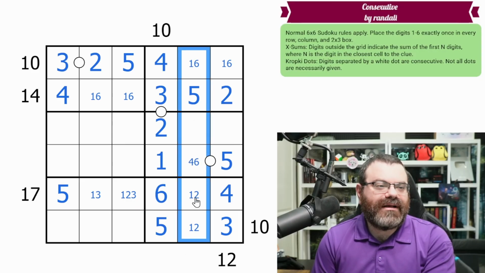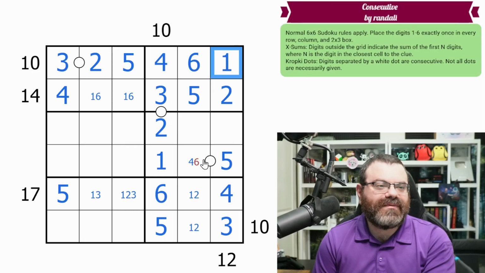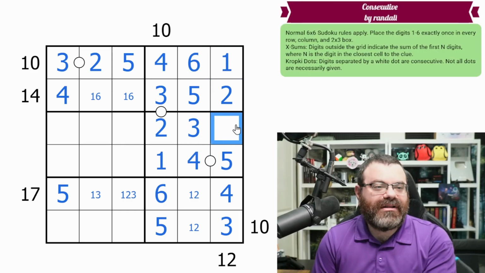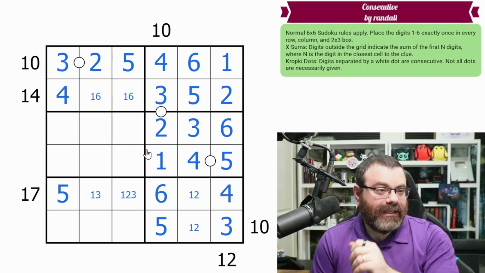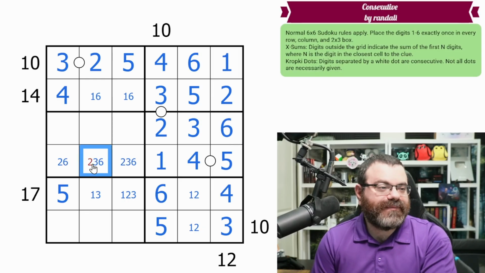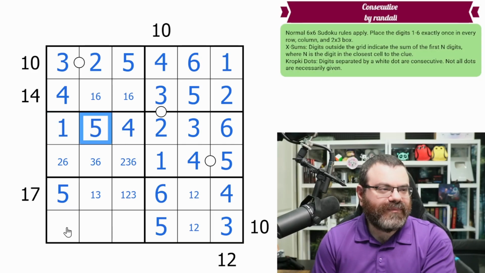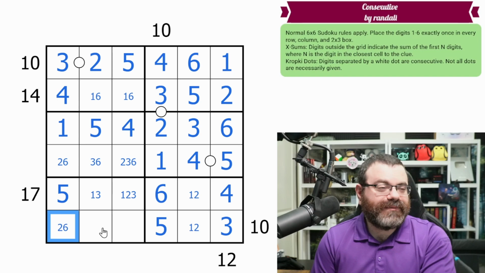Oh, 1 in this column. Sorry, 1, 2 pair tells us this is 6, this is 1. So I guess this is a 4. This is 3 to finish the column and 6 to finish the column. So over here, we need 2, 3, 6. Over here, we need 1, 4, 5. Yeah, this can't be 4 or 5, so it's 1. This can't be 5, so it's 4 and 5. This is 2 or 6.